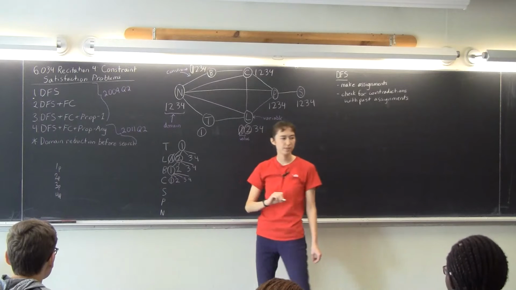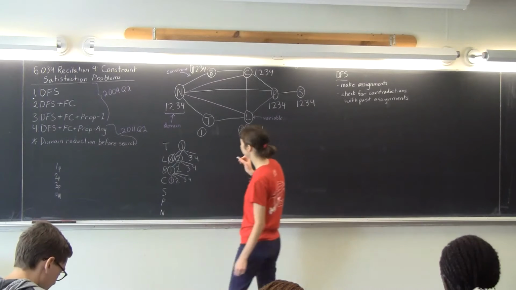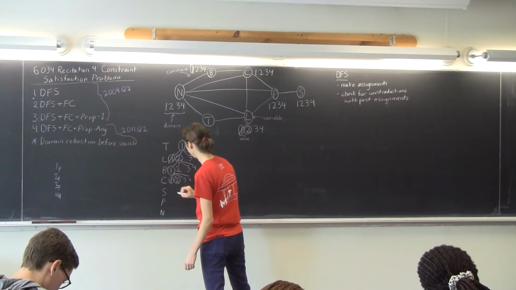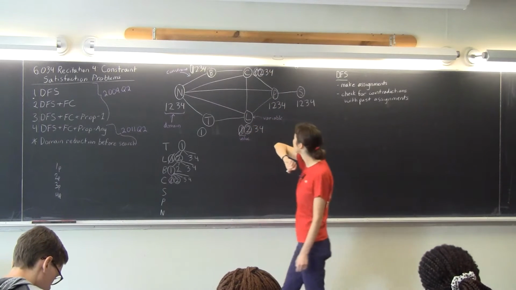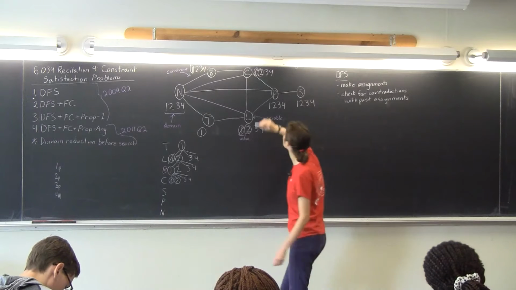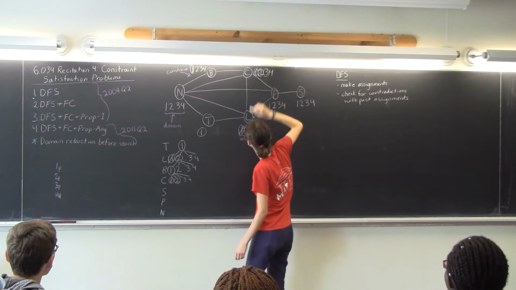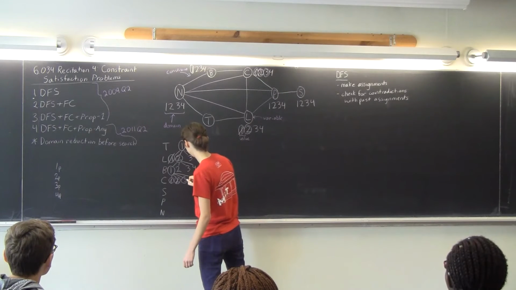Can Curry be at 1? No, Bohr. So we'll backtrack and assign Curry to 2 instead. So we tried 1, it didn't work. Tried 2, does 2 work? No, because Lovelace is at 2. But 3 works because no one else is at 3 yet.